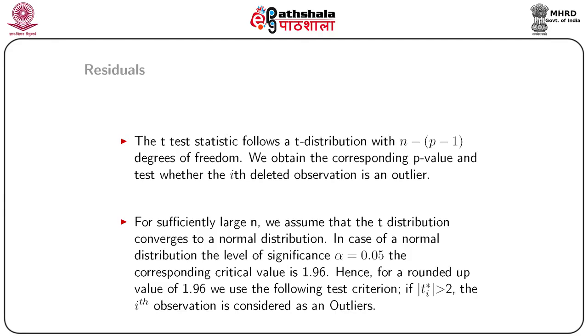For sufficiently large n, we assume that the t distribution converges to a normal distribution. In case of a normal distribution, at level of significance alpha equals 0.05, the corresponding critical value is 1.96. Hence, we can roughly use the following test criterion: if the absolute value of Ti star is greater than 2, the ith observation is considered as an outlier.